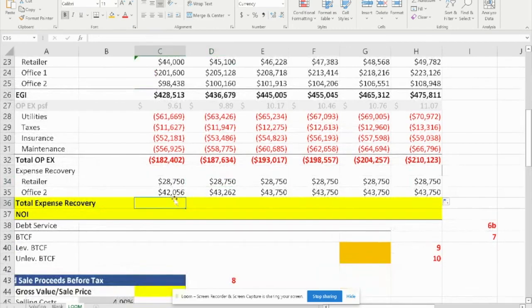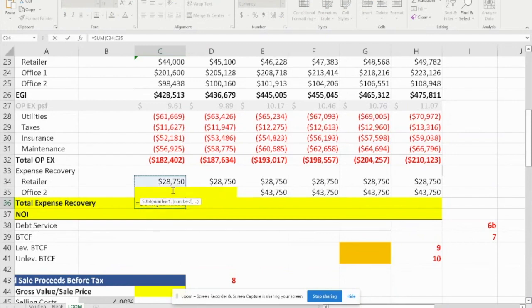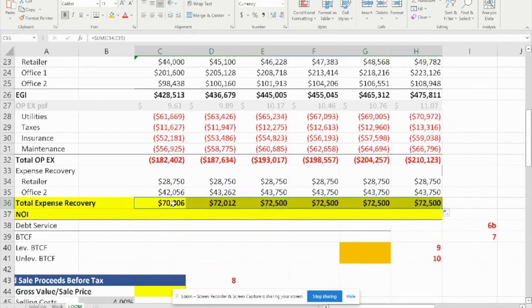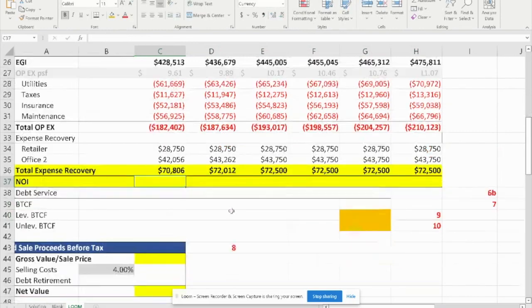Once you calculate that, you can now calculate the total OPEX expense recovery. It's simply equal sum of these two rows. That's the total recovery amount that you're going to recover from these two tenants. You drag it across. No need to anchor anything here. We're just simply copying the formula equal sum across each year.